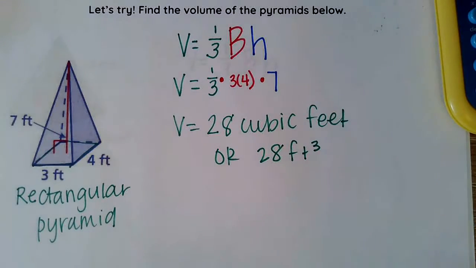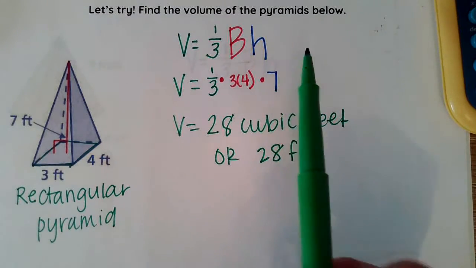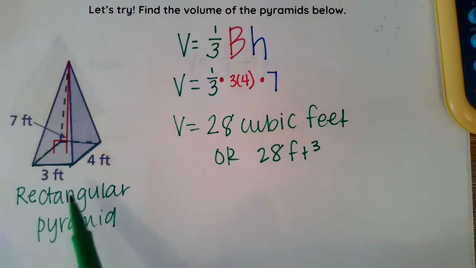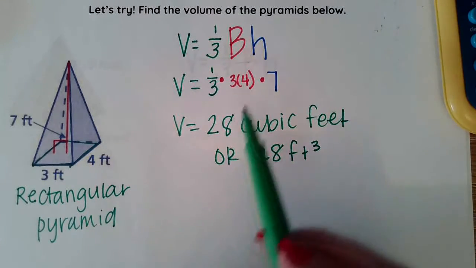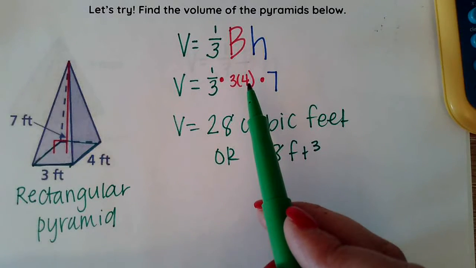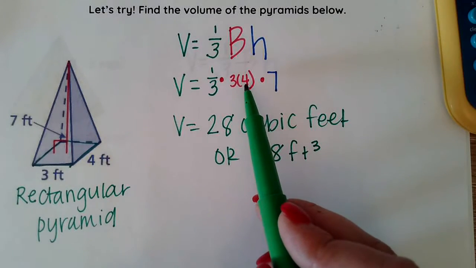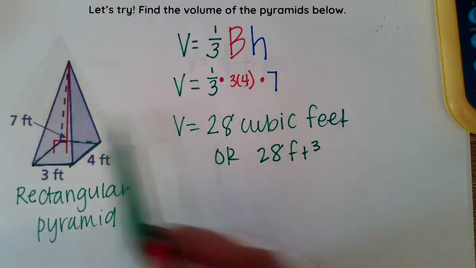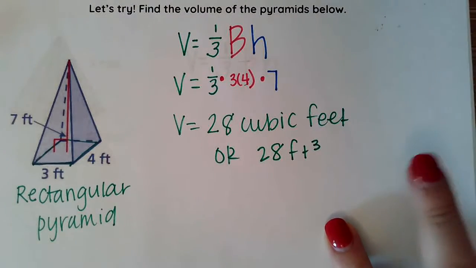So again, we go ahead and determine our formula. Our formula will stay the same for all pyramids. But then I need to decide what type of pyramid it is. Because it was a rectangular one, I use the formula to find the area of a rectangle as my base. So that'd be my length times my width, and then the height of the entire pyramid. All right, let's try another example here.